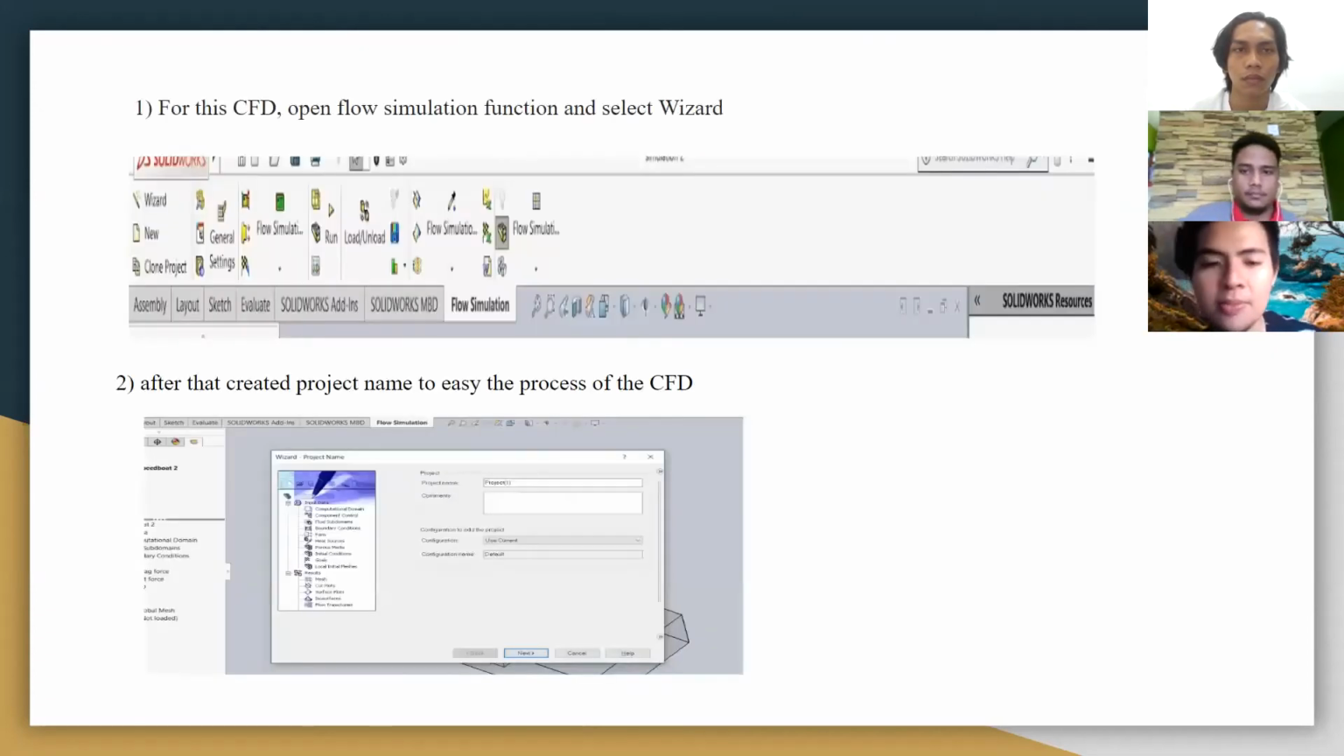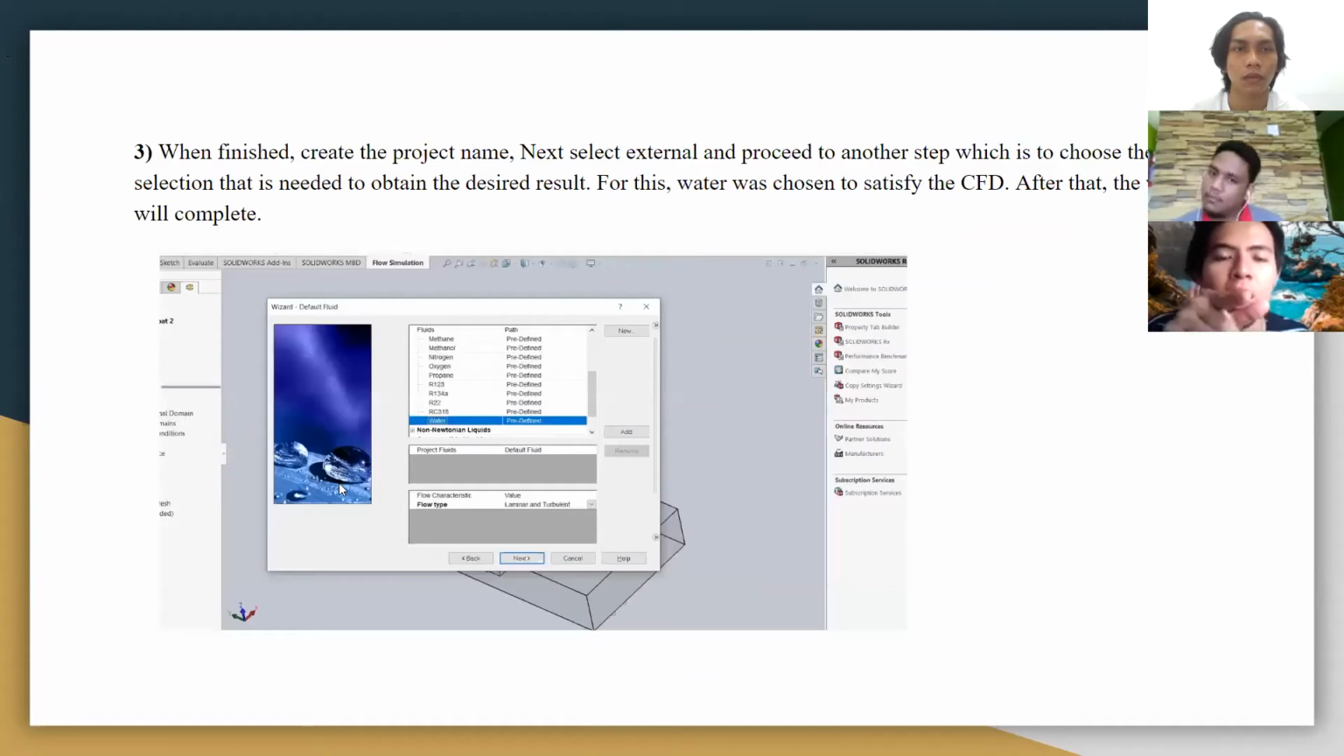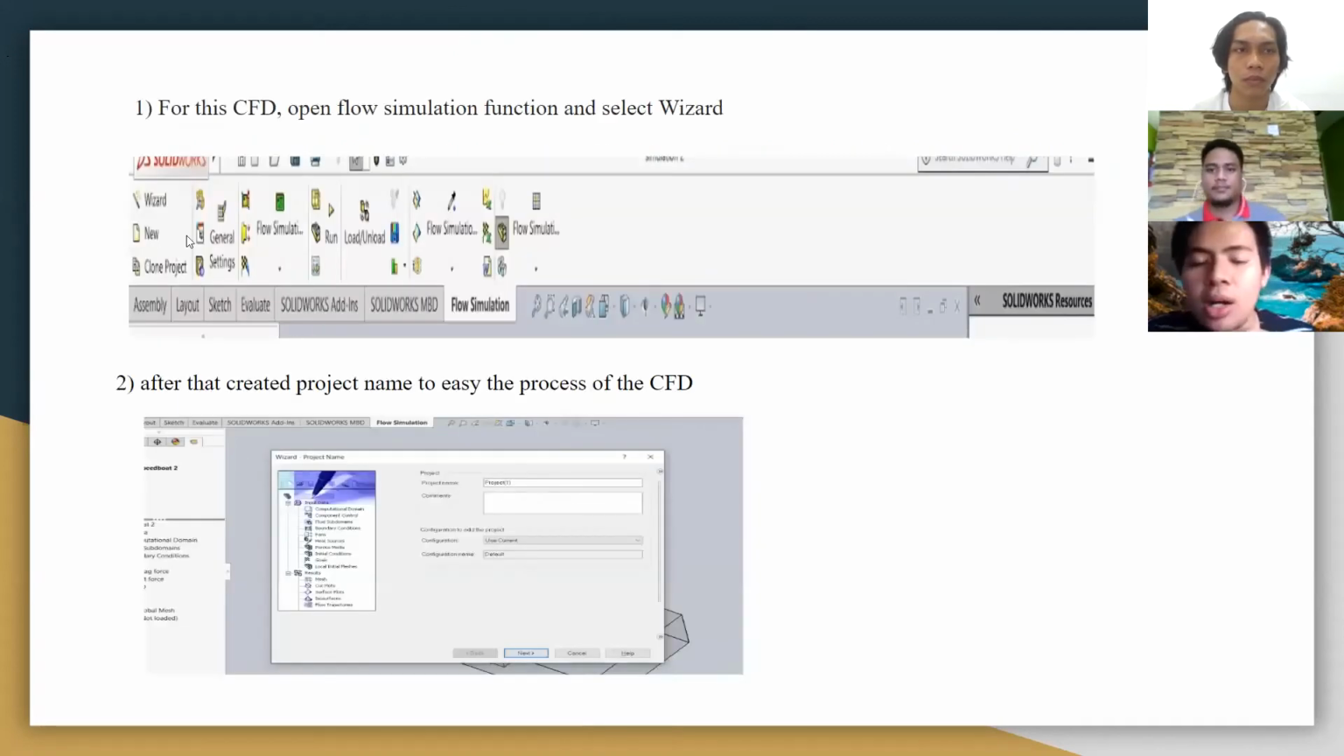Next slide, please. This is the first step that we use to do the CFD. We have to select wizard. You can look at the picture, there is the wizard. You can choose the wizard. After that, it will show the project name, and you can put any project name that you want.